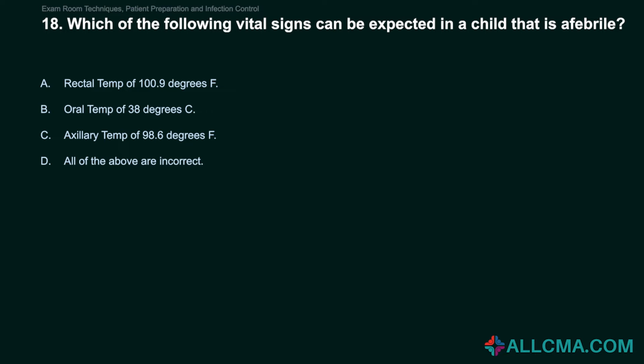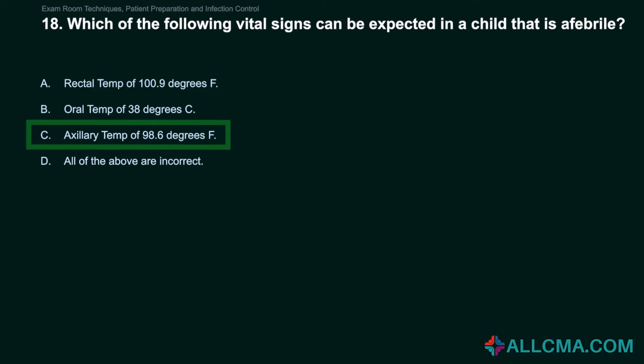18. Which of the following vital signs can be expected in a child that is afebrile? A. Rectal temp of 100.9 degrees Fahrenheit. B. Oral temp of 38 degrees Celsius. C. Axillary temp of 98.6 degrees Fahrenheit. D. All of the above are incorrect.